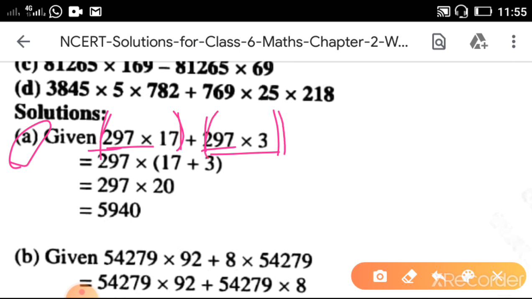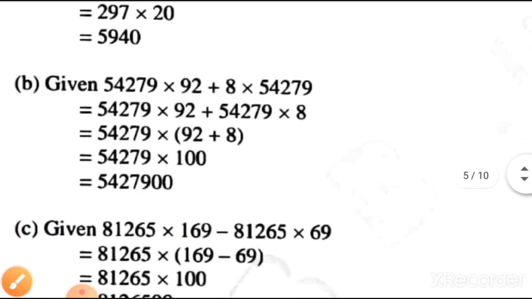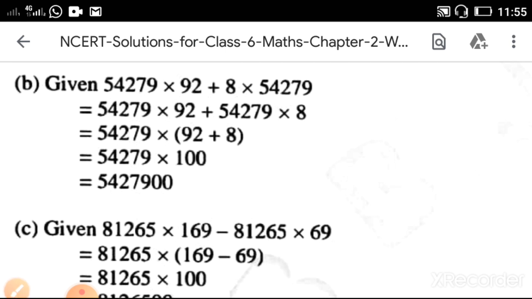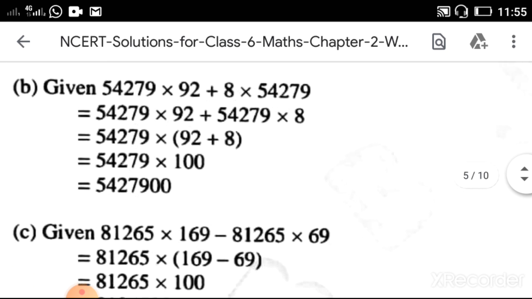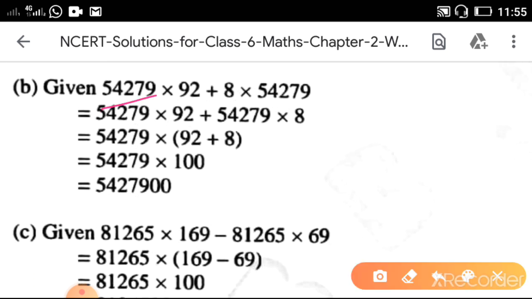Now 279 is common, that you can write outside. What remains inside the bracket? 17 plus 3. First you have to open the bracket, you have to solve the bracket. So here 17 plus 3, 20. Now 279 into 20, that you have to multiply, you will get 5580. Same thing, same concept you have to apply in the second one. Two numbers are common here, 54,279. So it is better to take it out instead of multiplying 2 times, using the property of distributivity.